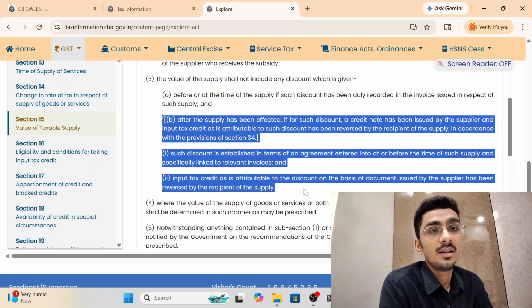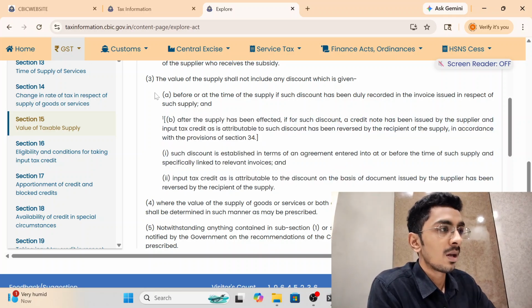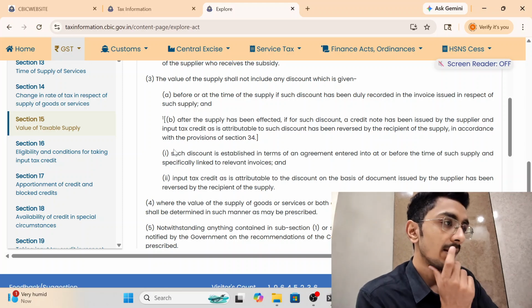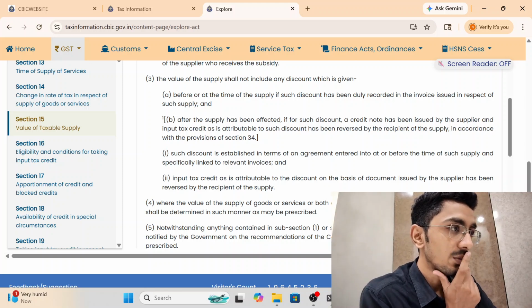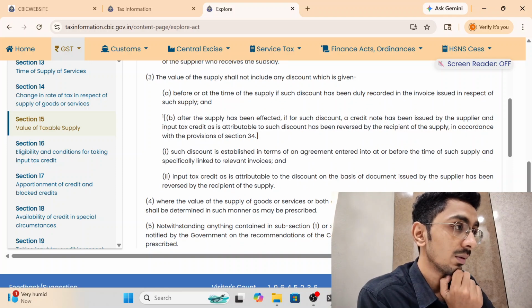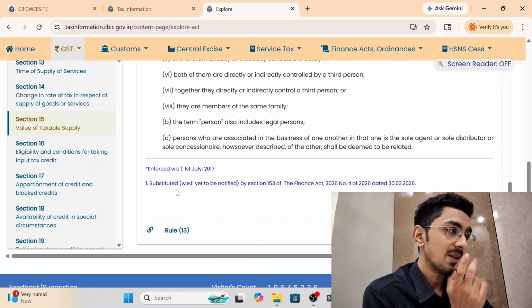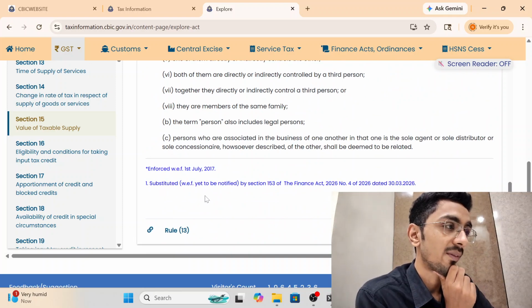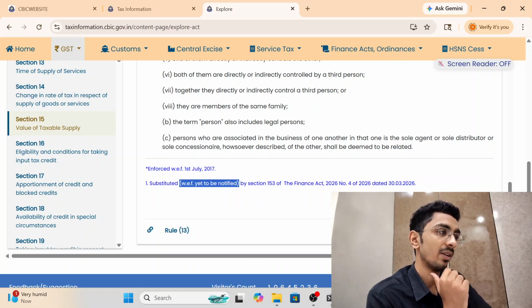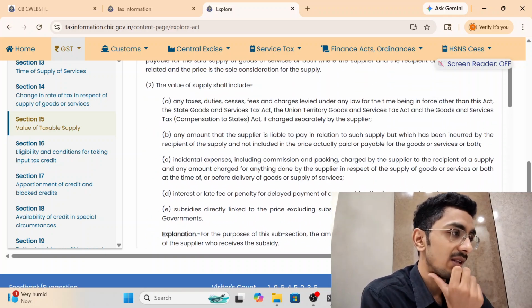Now, in case of post supply, let us come over here. It is yet to be amended as of now. It has been substituted, but it has not been notified as of now. So it is still pending notification. It is not yet notified. So we'll have to wait for some time, and till then we can just have an overall understanding.